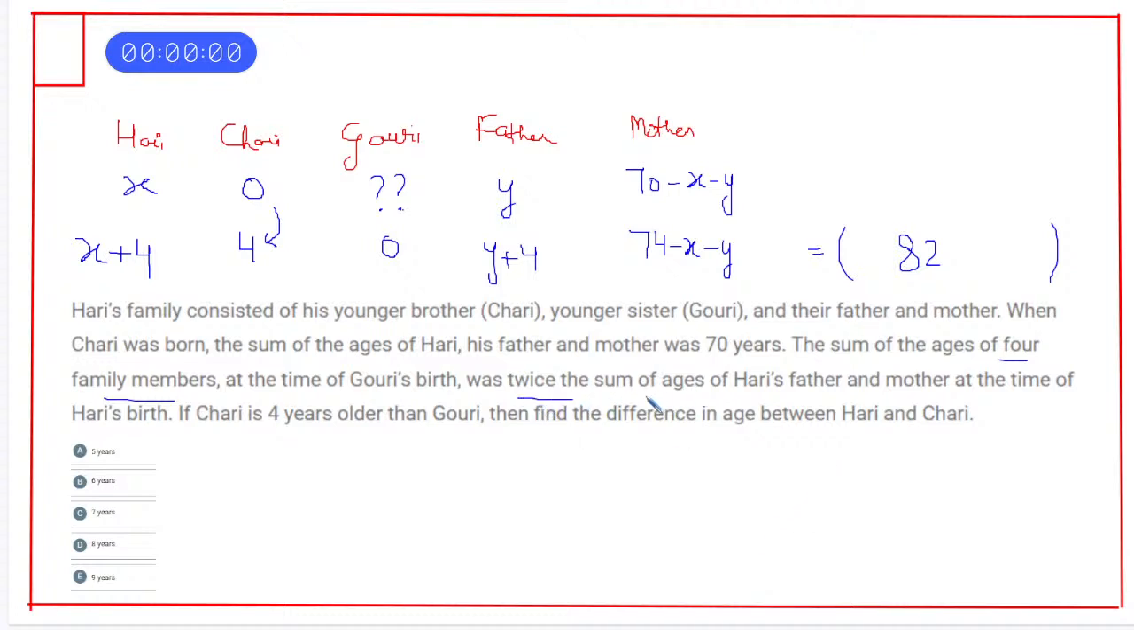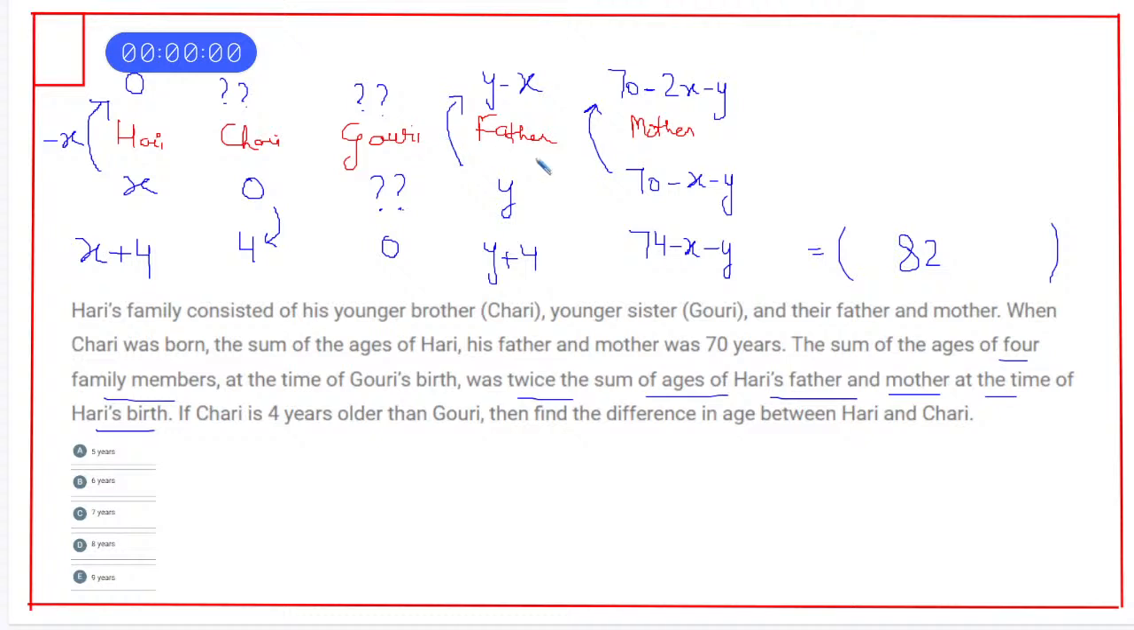And it is equal to the sum of ages of Hari's father and mother at the time of Hari's birth. Hari's birth means when Hari was at 0, which means there is a reduction of x. They both haven't been born yet, so it has been reduced by x. Father is reduced by x, and the mother is reduced by x. Okay, I have reduced x from their respective ages.